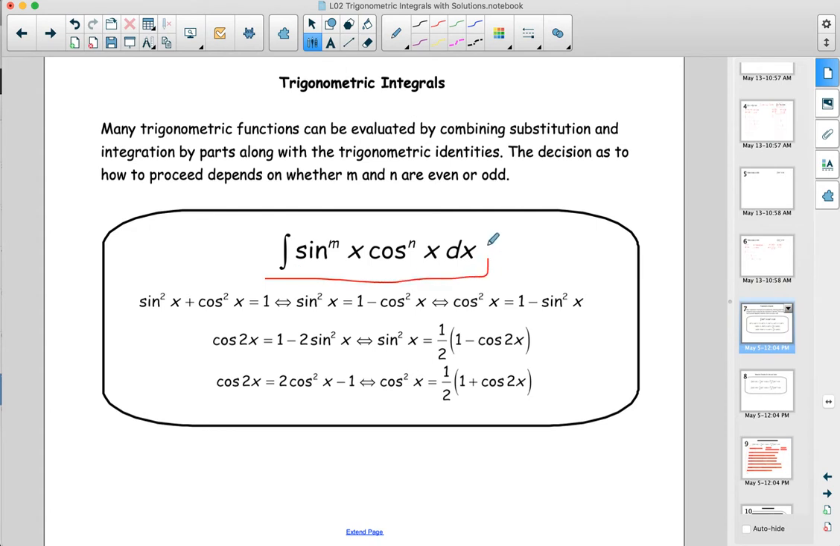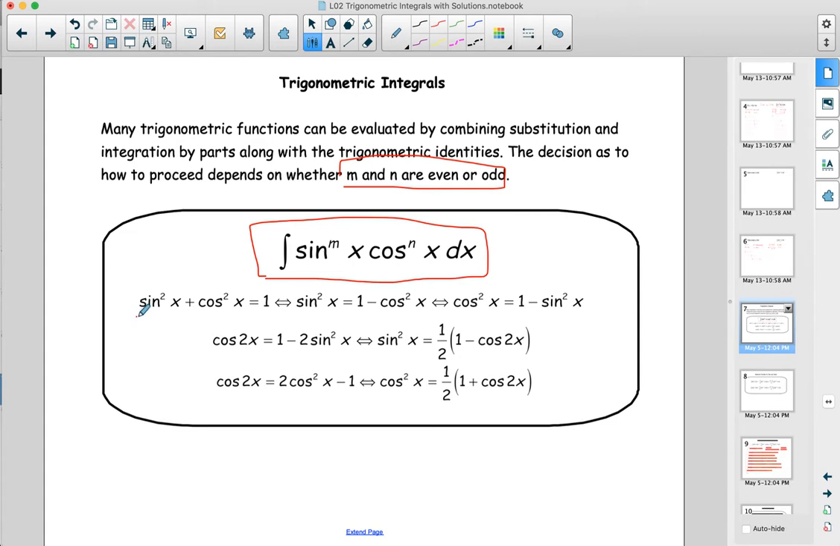So let's take a look at this a little bit right here. I'm just noting what I'm telling you up here. We do have a product of power functions of sinusoidal functions. So sine to some exponent m times cos to some exponent n. The decision on what to do is actually going to depend upon whether m and n are even or odd.